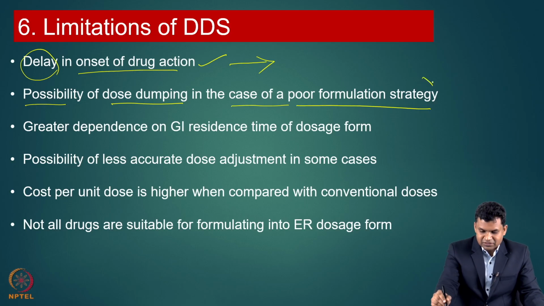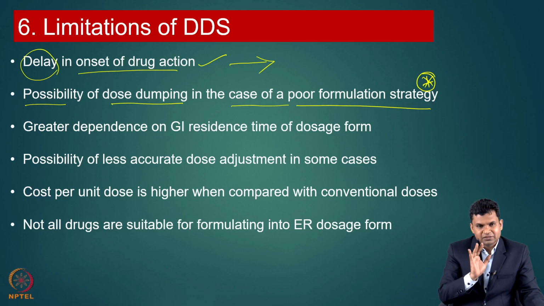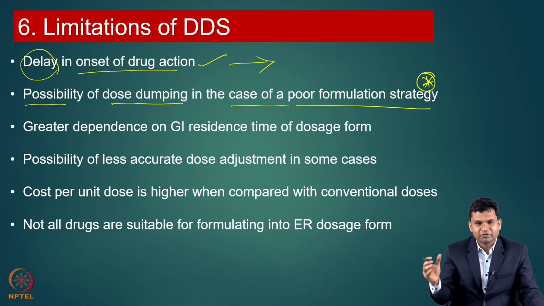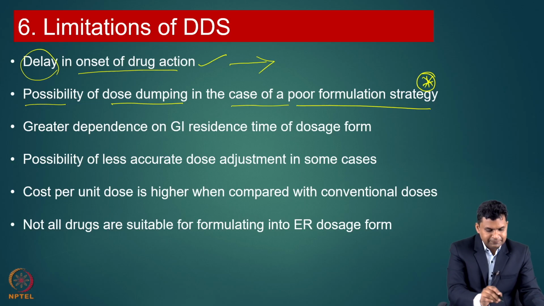It may happen with less understanding of the formulation. So, we need to focus on the drug properties as well as the polymer and their response in the biomedium, it may be any type of biological medium. So, dose dumping needs to be avoided. This is one of the major limitations which happens with a poor formulation strategy.